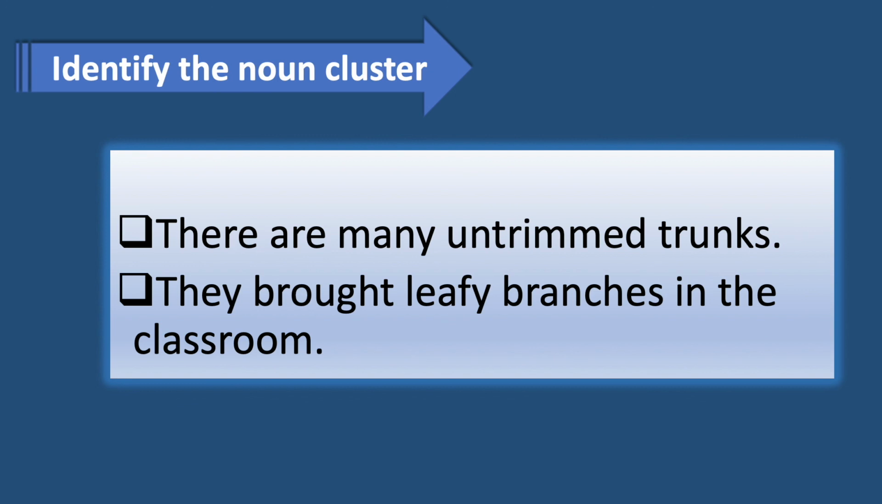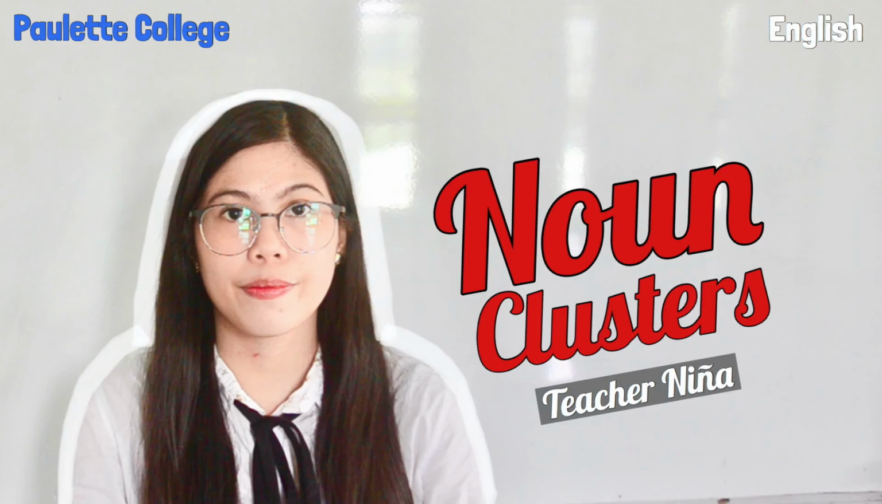Next example, in the sentence, they brought leafy branches in the classroom. Our noun cluster here is leafy branches. Leafy is the adjective and branches is the noun head word. If you are going to ask what are leafy, the answer is the branches. So just remember that a noun head word is always a noun and the one being modified or described. So that's the end of our discussion for today. Thank you.